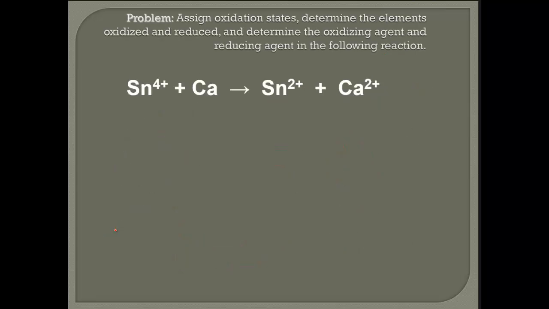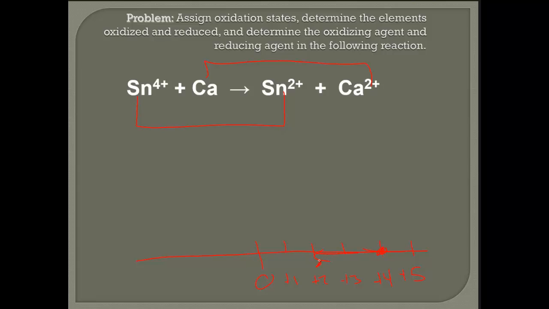Assign oxidation states, determine the elements that are oxidized and reduced, and determine the oxidizing agent and the reducing agent of the following. Alright, so let's match up our atoms here. Tin is going from a plus 4 to a plus 2. I like to look at the number line if I'm just beginning. So plus 1, plus 2, plus 3, plus 4, we'll go up to plus 5. Okay. Tin is starting at a positive 4 and it's going down to a positive 2.